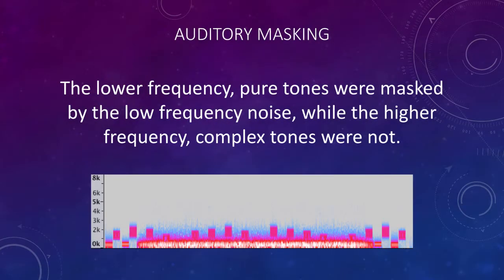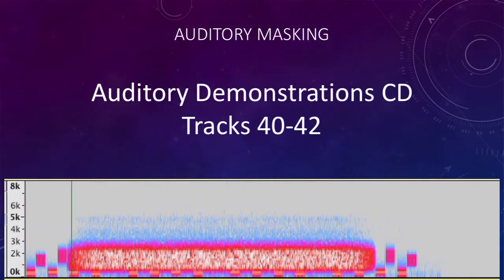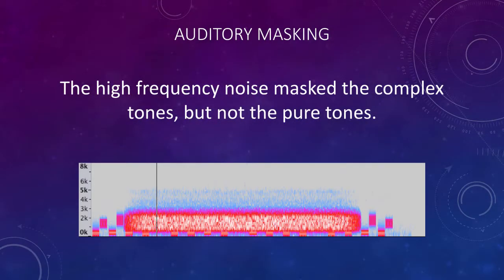The lower frequency pure tones were masked by the low frequency noise, while the higher frequency complex tones were not. Which of the previously mentioned forms of masking would explain that? The high frequency noise masked the complex tones, but not the pure tones. Why do you think that would be the case?